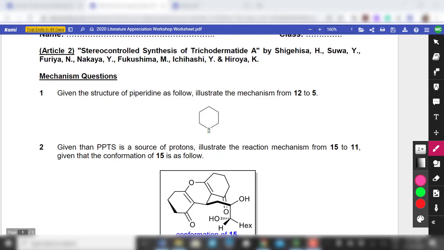Alright, now let us debrief the mechanism questions from the worksheets. For the first question, you are given the structure of piperidine. You are asked to illustrate the mechanism from 12 to 5. Maybe at the beginning, you'll be wondering why you are given the structure of piperidine. So before we answer that, maybe we can look at the reaction scheme.